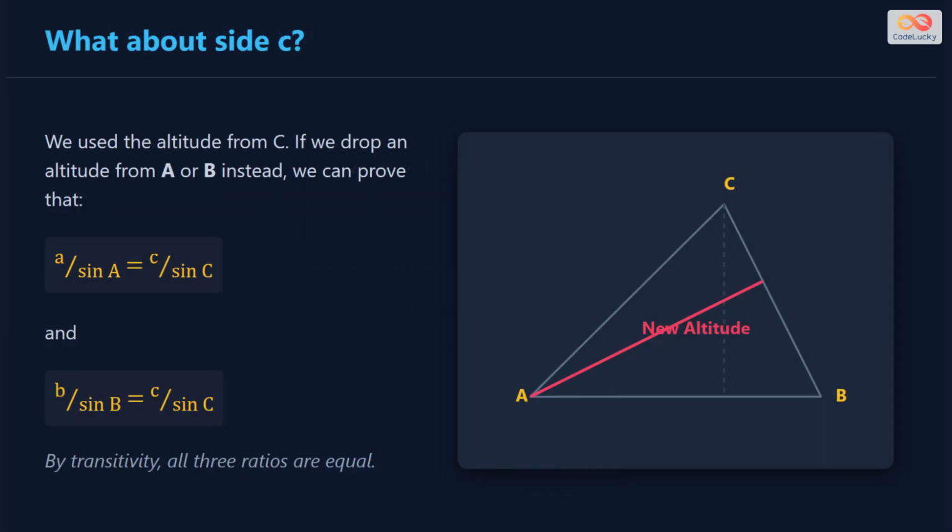We have proven the relationship for sides A and B, but what about side C? Well, if we had dropped an altitude from vertex A or vertex B instead, we would have followed the exact same logic to show that these ratios are also equal to c over sine C.